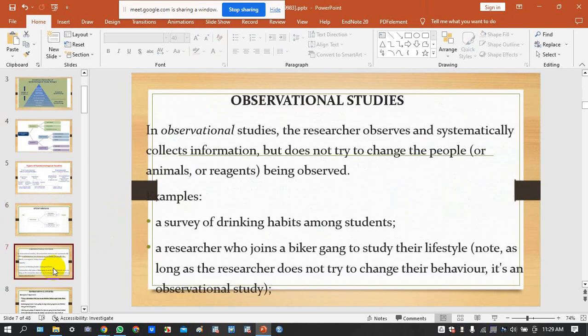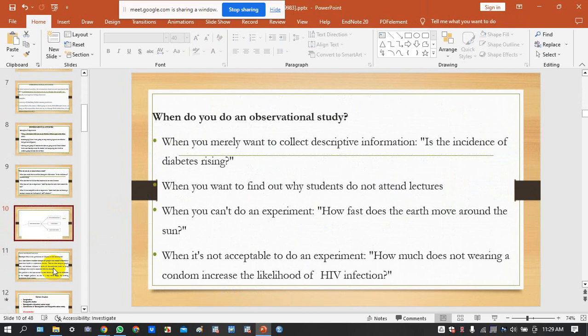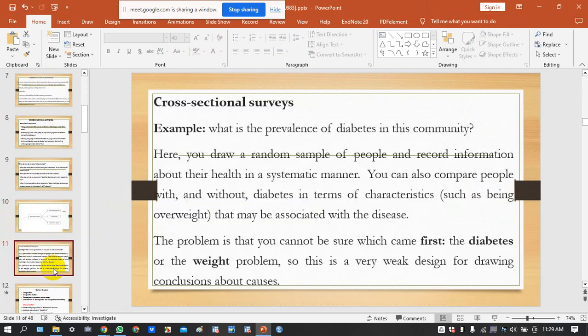So for observational, I'm on slide 11. The problem is that you cannot be sure or know which came first, whether diabetes or overweight, because some are saying that weight causes diabetes. That means if you are fat, you are predisposed to type 2 diabetes. Some are also saying the reverse, but you cannot determine whether the diabetes is the one that caused the person to become fat, or the weight that caused the person to get the diabetes.